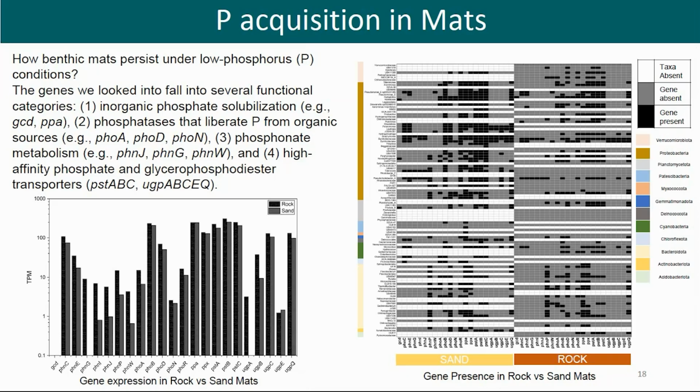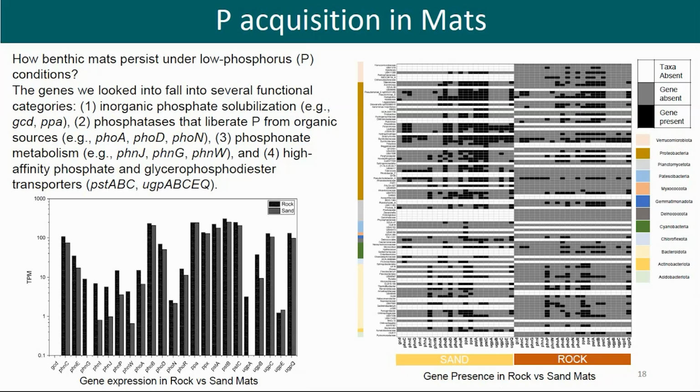Here we compare two different groups, sand and rock. This figure shows that if the taxa is absent from that group, it is represented by white. If the gene is present, it is represented with black. If the gene is absent from that particular taxa, it is represented by gray.